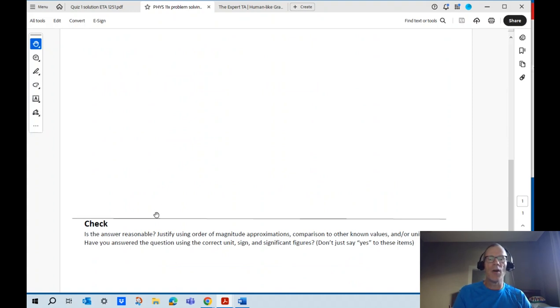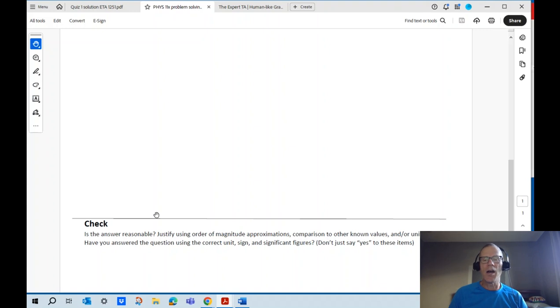You can compare to other known values. If the problem is asking for the final velocity of an Olympic sprinter, that's a human, a fast human. So if your answer is 1 meter per second, that's probably too slow for an Olympic sprinter. It is too slow. If your answer is 1,000 meters per second, that's too fast for an Olympic sprinter. And then you can do a unit analysis as well.